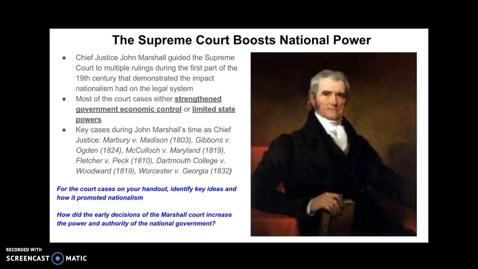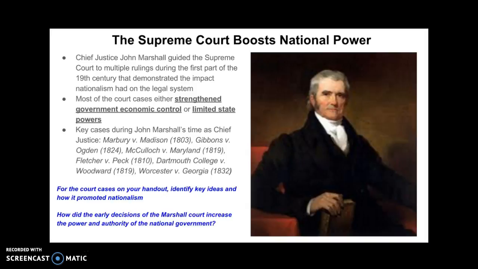One more time, nationalism is the belief that national interest should be placed ahead of regional concerns or the interest of other countries. And so the first aspect of nationalism that we're going to look at will be what's called judicial nationalism. And judicial nationalism is exemplified by this man right over here. This is John Marshall. He is the Chief Justice of the Supreme Court for the first part of the 19th century. I believe that he serves from 1801 to about 1835 as Chief Justice.